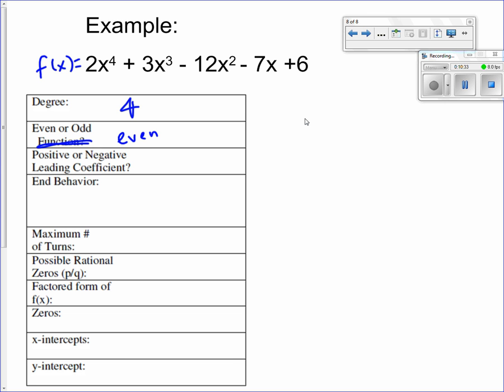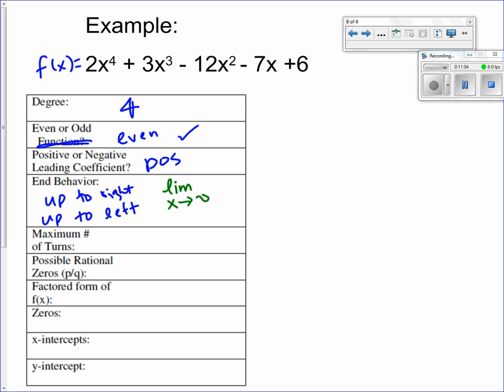What about the leading coefficient? It's positive. Positive 2. What does the leading coefficient tell me? It tells me that this thing goes up to the right. And then the fact that it's an even degree tells me that the left and right match. So on the left, it'll also go up. Up on the left.